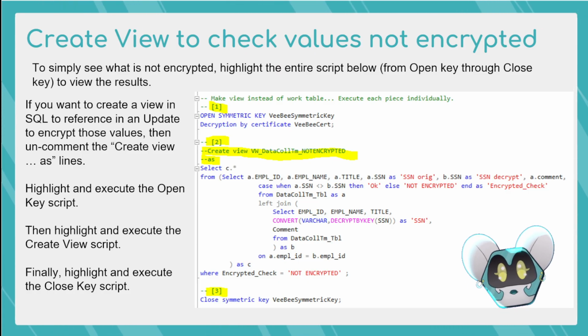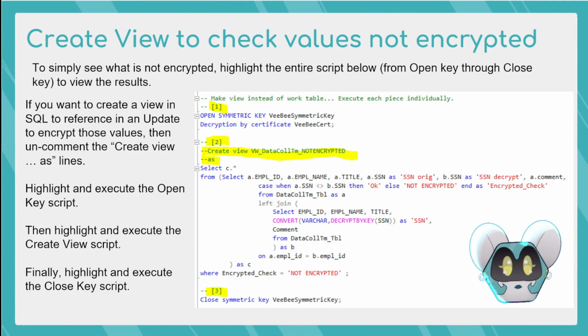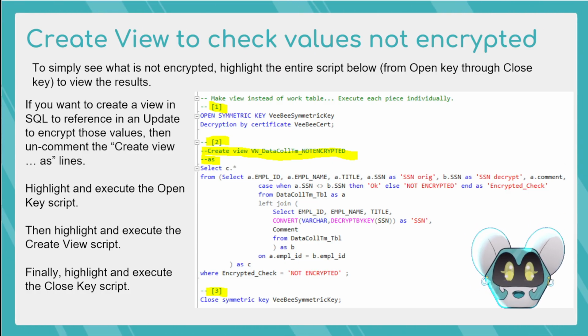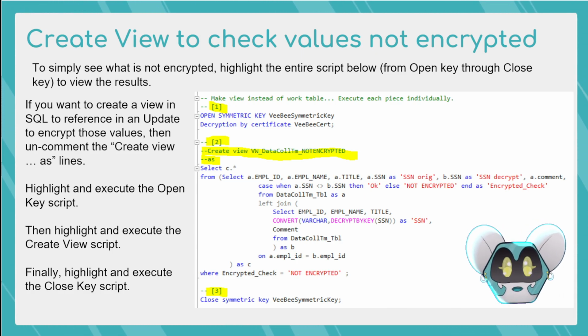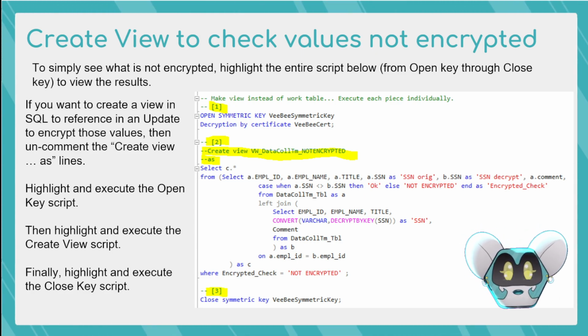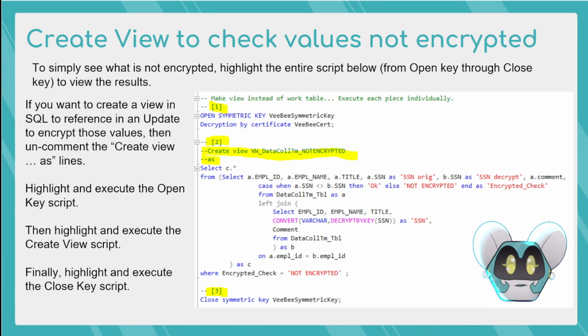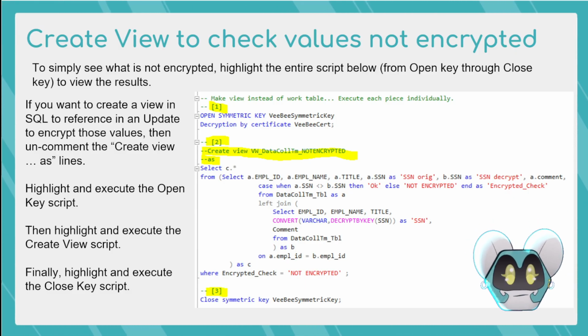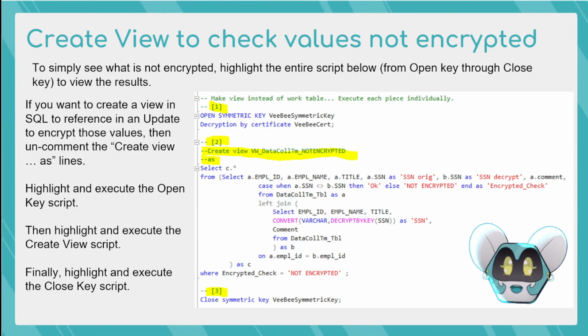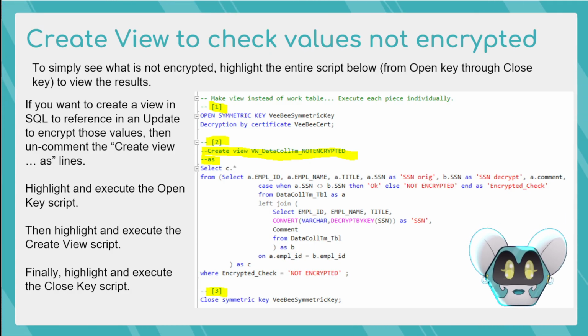In this case, when you're creating a view, you want to first highlight and execute the open symmetric key, and then highlight and execute the create view script. And after that, highlight and execute the close symmetric key.